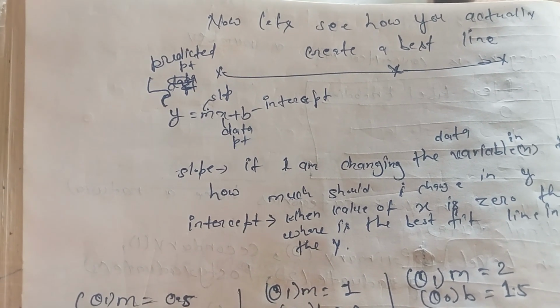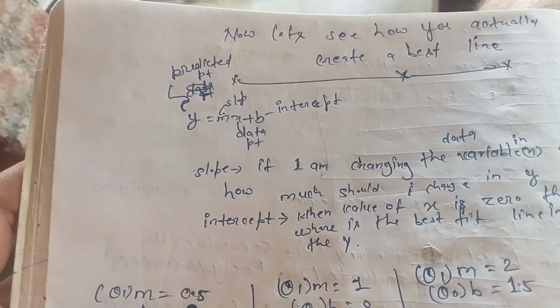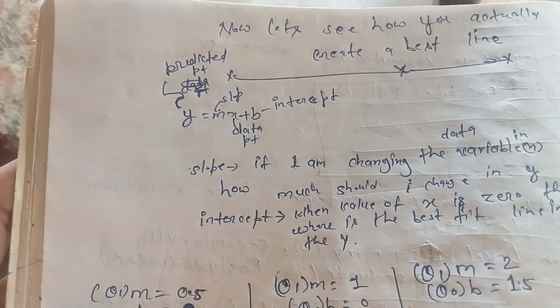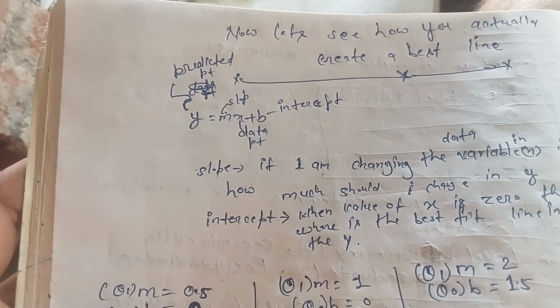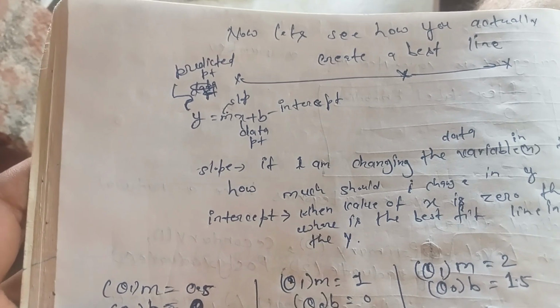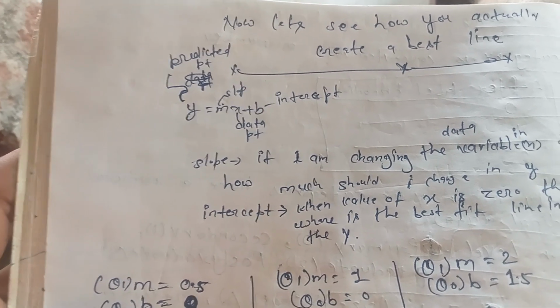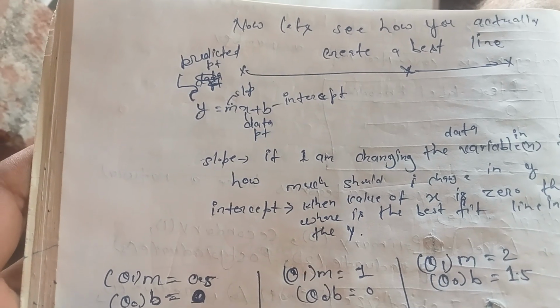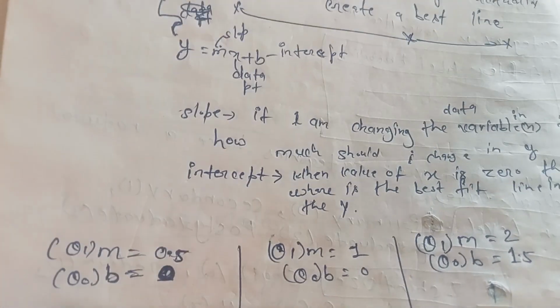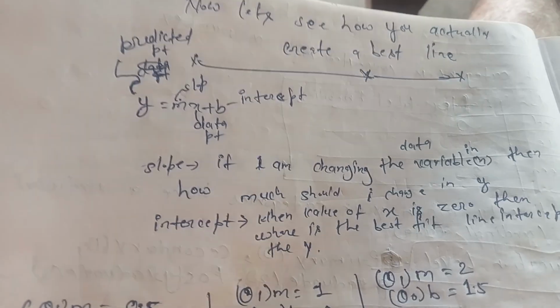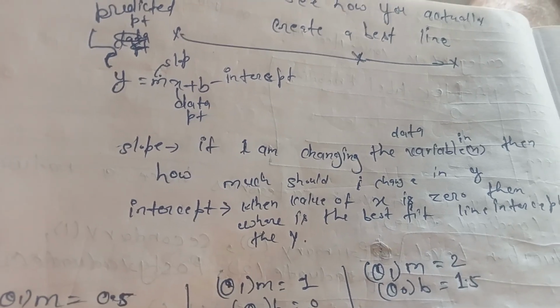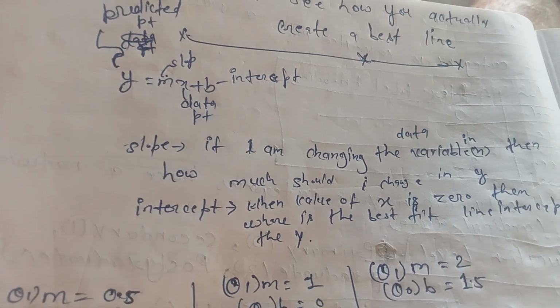Here we have an equation for creating the best fit line, which is y equals mx plus b, where m is the slope, x is the data point, b is the intercept, and y is the predicted point. X is the actual point and y is just a predicted point. And what is a slope? If I am changing the data variable in x, then how much should I change in y?